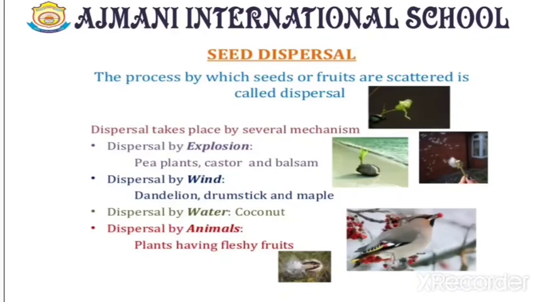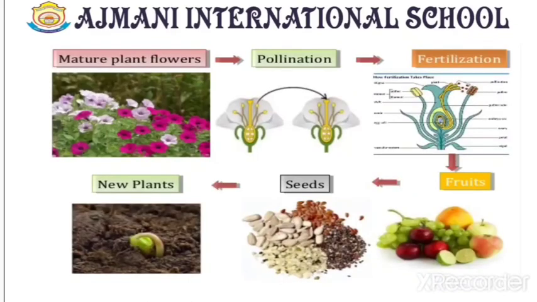It could be dispersal by explosion in pea plant, castor or balsam, or dispersal by wind in dandelion, drumstick and maple, or dispersal by water by plants like coconut and lotus. Dispersal of seed can happen by animals also. These are the cocklebur and spear grass. When the seed is properly dispersed, germination takes place.